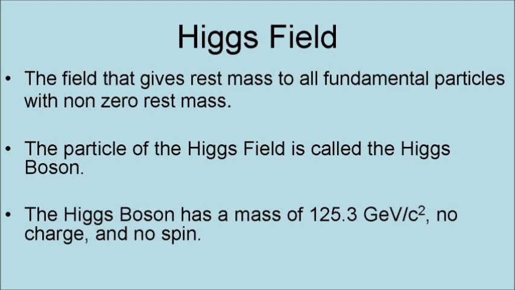The Higgs boson has a mass of 125.3 gigaelectronvolts divided by c squared. It has no charge and no spin. There's a photon moving at the speed of light. The speed of light is the speed limit of the universe.